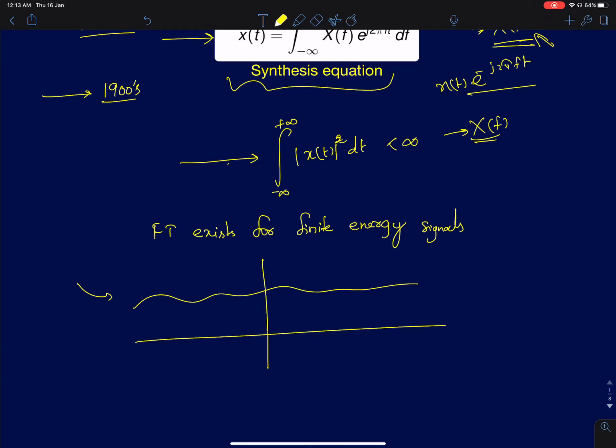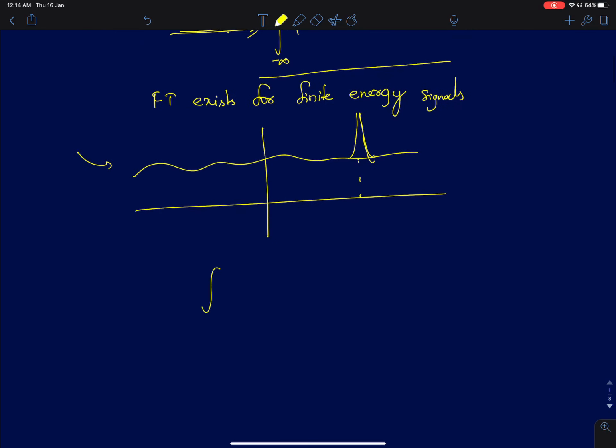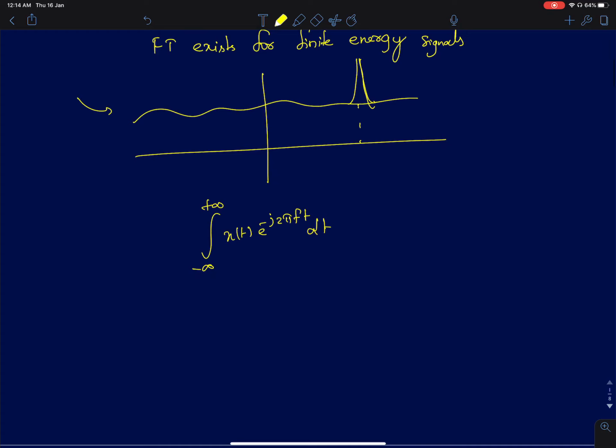I'm plotting the magnitude spectrum. For any value of x of f to not blow up, meaning for the spectrum to not contain points where it's going to go to infinity, your signal x of t should be a finite energy signal. In fact, this is a tighter condition, I would say. So for example, let's look at this equation. This is the integral of x of t e power minus j 2 pi f t dt. This is your Fourier transform. Now this will always be less than or equal to the integral of the modulus of x of t dt. Because the modulus of e power minus j 2 pi f t is 1, I'll ignore that.